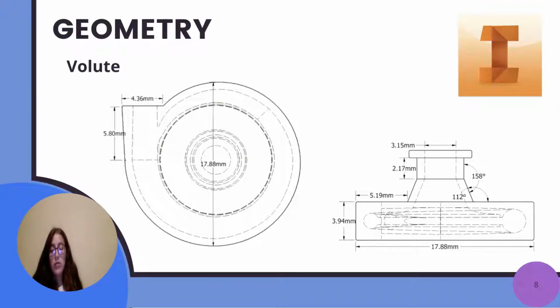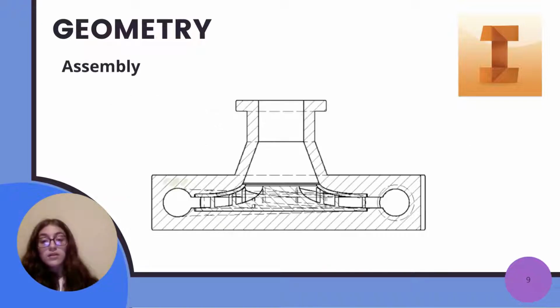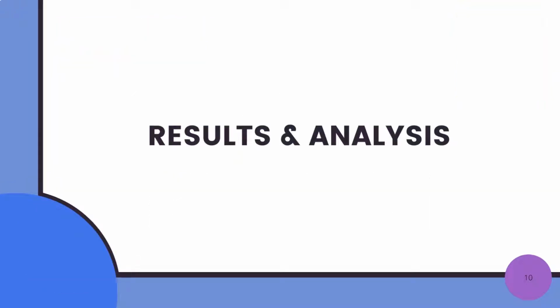In the volute geometry, we can say that the cutwater is smooth. Also, the volute profile is circular and fits the impeller discharge. This is the assembly of the volute and the impeller.